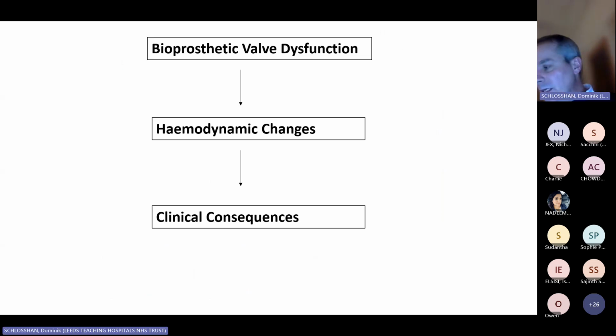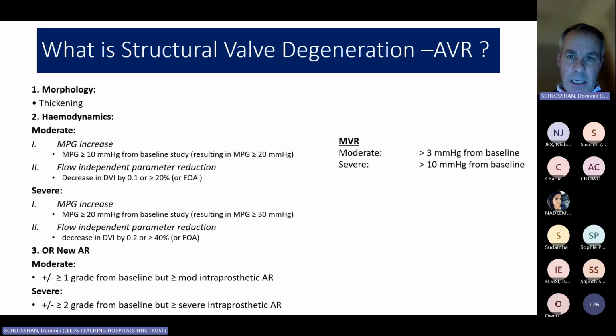So the normal sequence clinically is that you have bioprosthetic valve dysfunction, then you eventually have hemodynamic changes, and eventually you have clinical consequences. The patient has LV dysfunction, symptoms, and eventually either dies or needs a valve replacement, has complete bioprosthetic valve failure. Okay, and there are also endpoints that are used in studies. Okay, so what is structural valve degeneration?